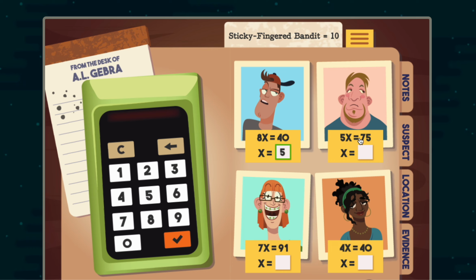And over here, the same thing: I want to isolate my letter x. So I've got to divide both sides by 5. As you can see, whatever you do on one side, you've got to do on the other as well. So 75 divided by 5 would give me 15. Now on this one, it is 7 times some number is 91. So 91 over 7 is 13.